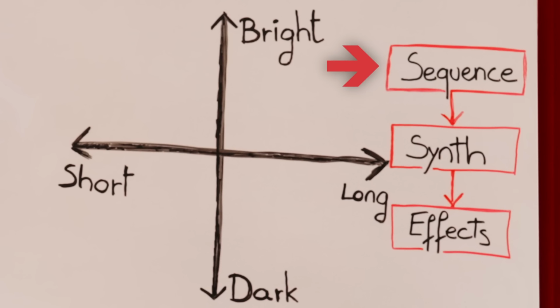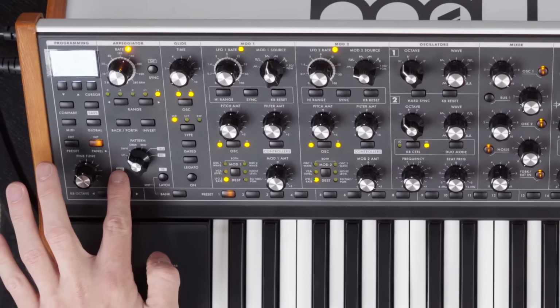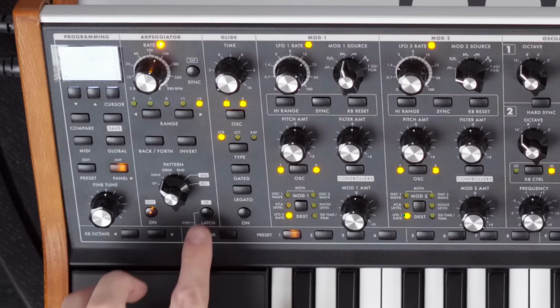See, I'm at the crossroads of joy. I know how to orient myself: long, short, dark, bright. And then when you think of the architecture, remember that we started at the sequencing part? Well, maybe there's another way of sequencing this, which is maybe with the arpeggiator. I can hit latch so that I don't have to use my hands there anymore.